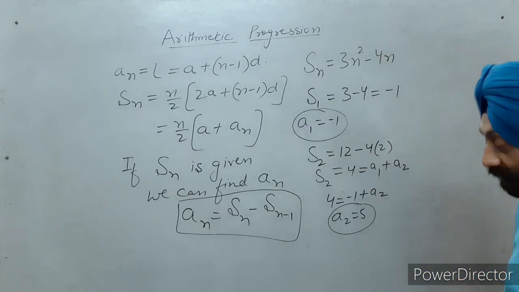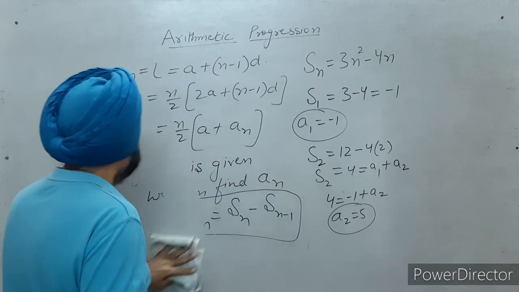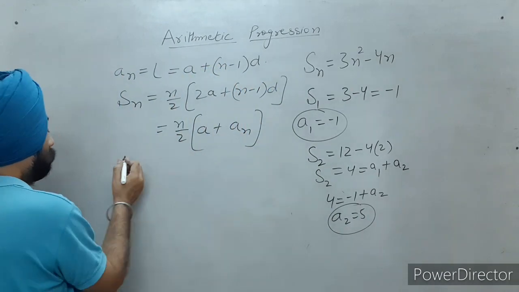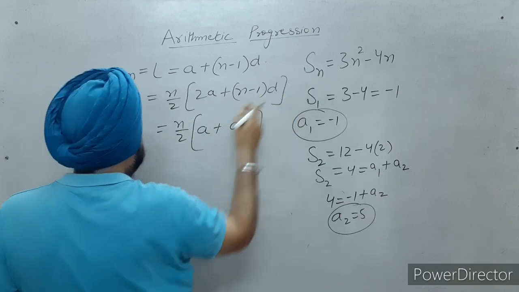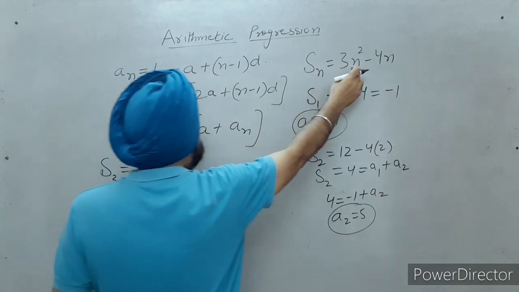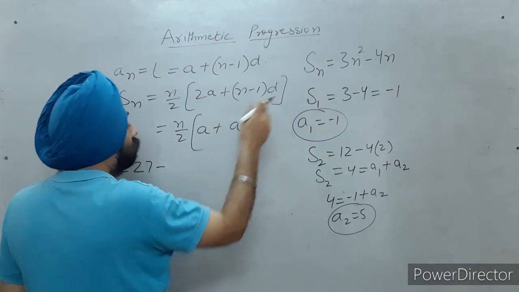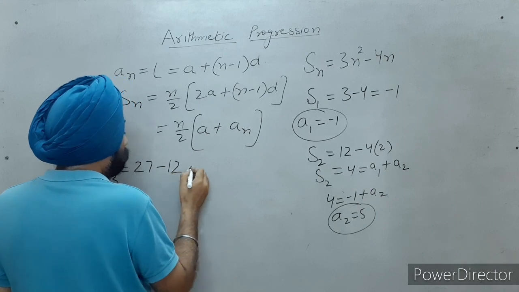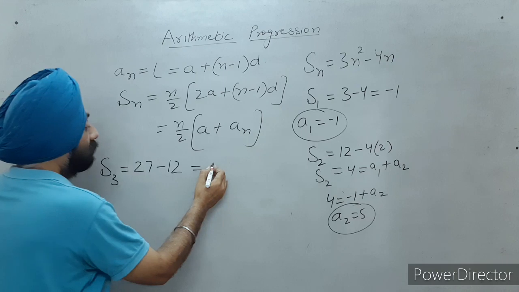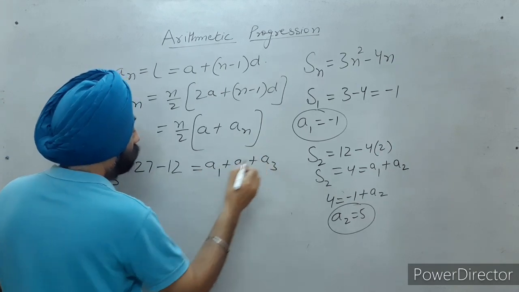A2 equals 5. Now in the same way I can calculate the third term also. Let me calculate it for you. Put n equals 3 in this. S3: 3 square is 9, 9 times 3 is 27, minus 4 threes are 12. Right? This is the sum of three terms. Sum of three terms means first term plus second term plus third term.